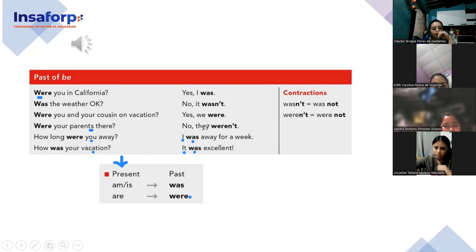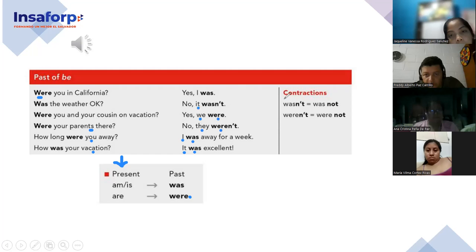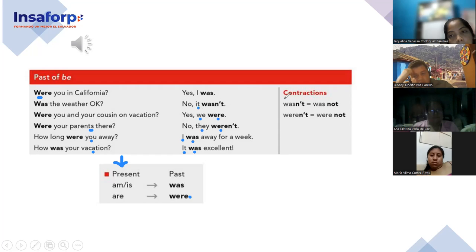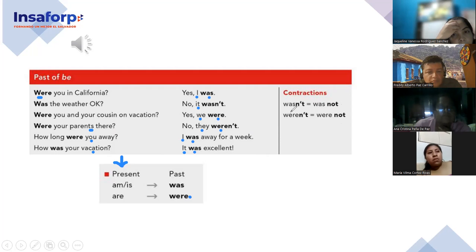This one is plural, they weren't, we were. It is singular, so we're going to have wasn't. I was. And here we have the contractions, right? You can say was not, were not, or you can use wasn't or weren't. Yes? Okay. Any question about this?